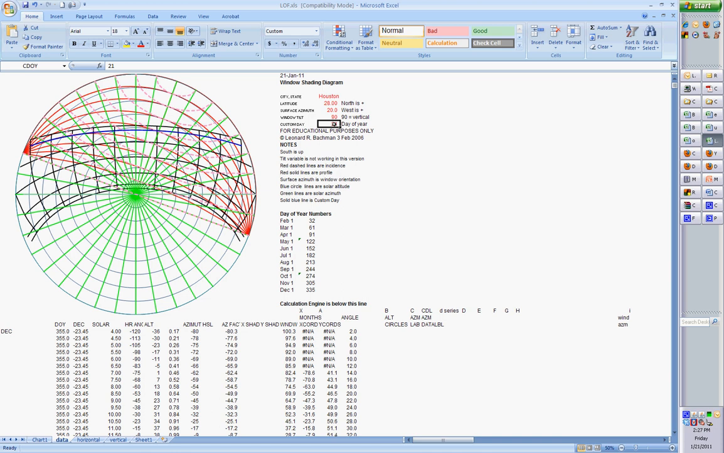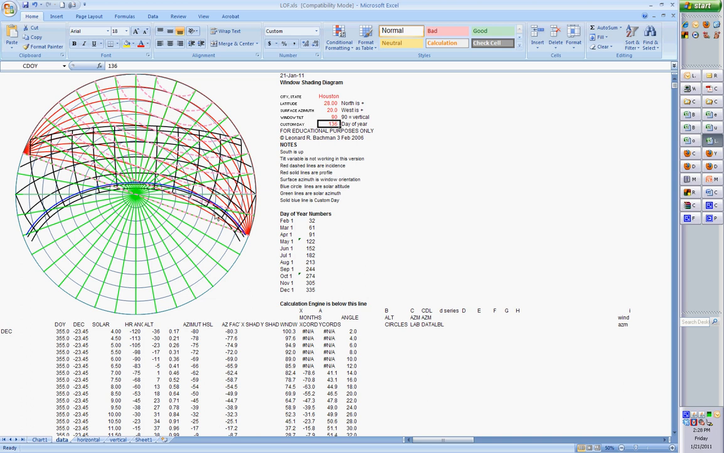o'clock in the afternoon, 1, 2, 3, 4, 5 o'clock in the afternoon, that's this point right here, which corresponds to a solar altitude of about 21 degrees, a solar azimuth angle of about 109 degrees west of south, a profile angle of about 69 degrees, and an incidence angle of about 90 degrees. So plain and simple, that's how it works.